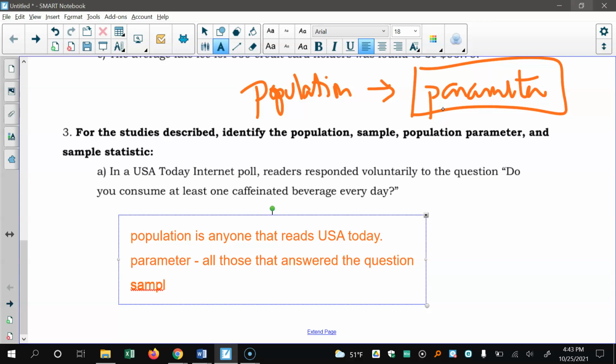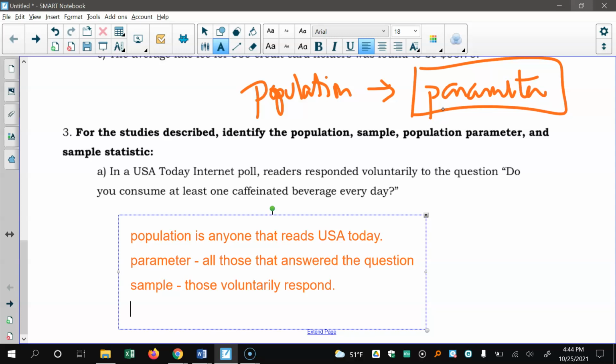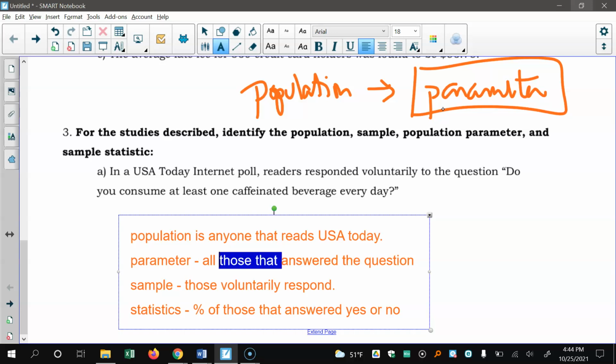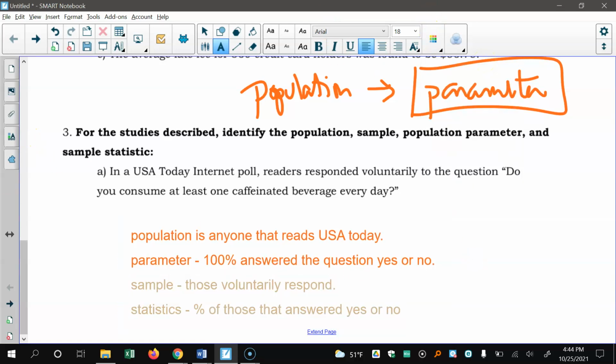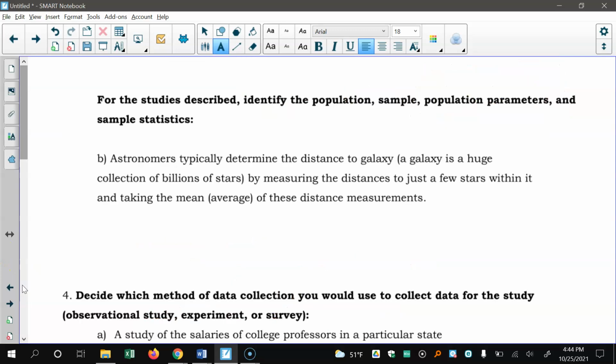The sample, those that voluntarily respond, and the statistic, the percentage of those that answered yes or no. I'm just going to change my answer above here. 100% answers the question yes or no. And I'm assuming they had yes or no. They could have declined as well, which would have been a response bias. Okay, so there's number 3. Let's go to 3B.